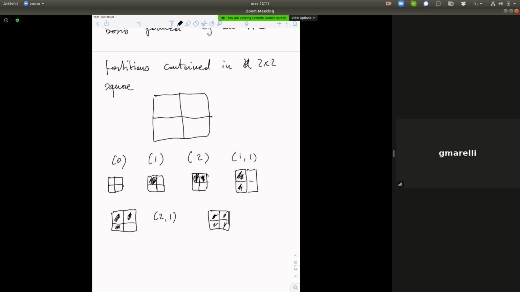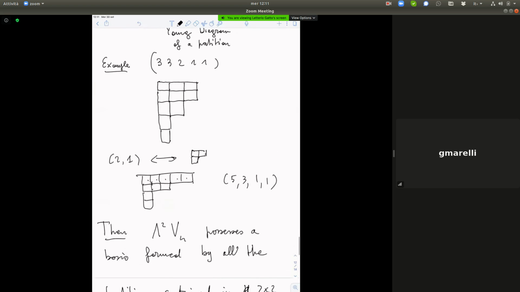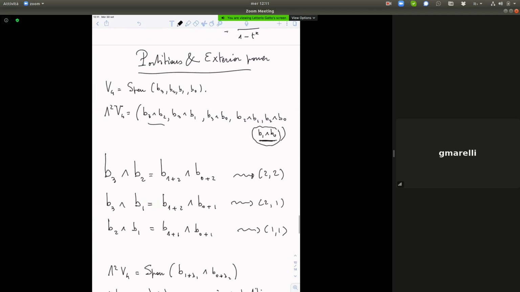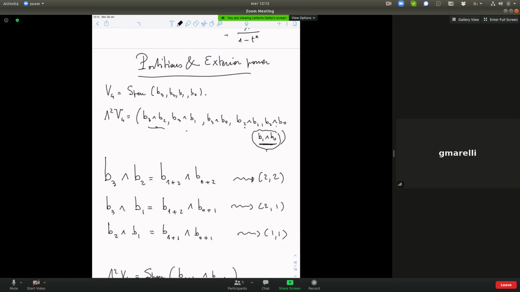Let's count how many diagrams we have depicted. We have 1, 2, 3, 4, 5, 6. Exactly 6. Look at the basis of wedge 2V4. Where is the basis? 1, 2, 3, 4, 5, 6. So it means that exterior powers possess bases parameterized by partitions.